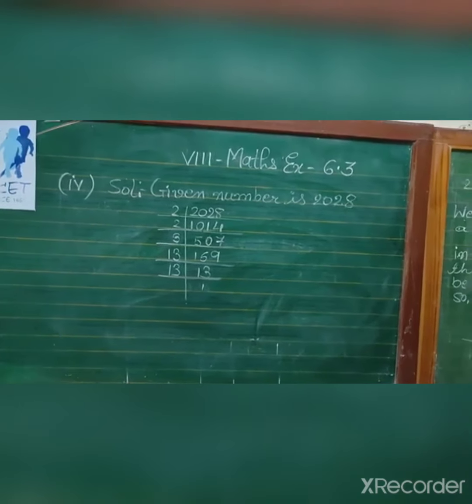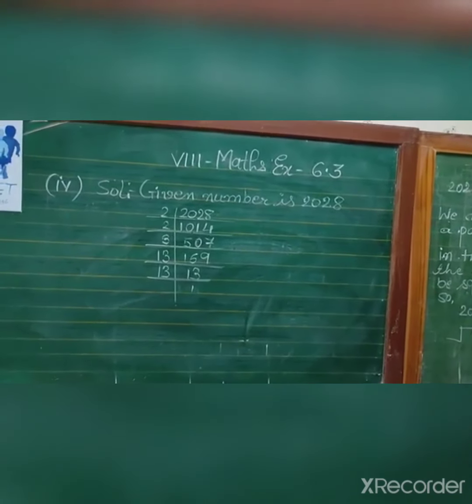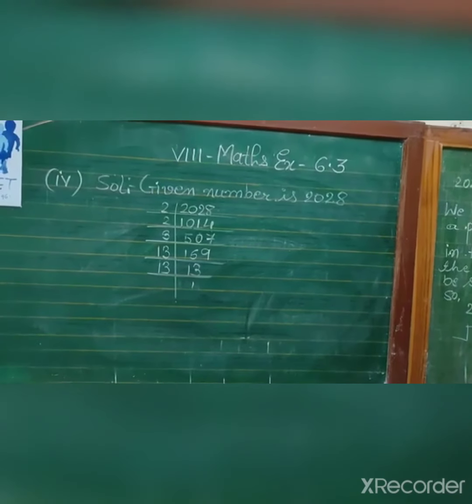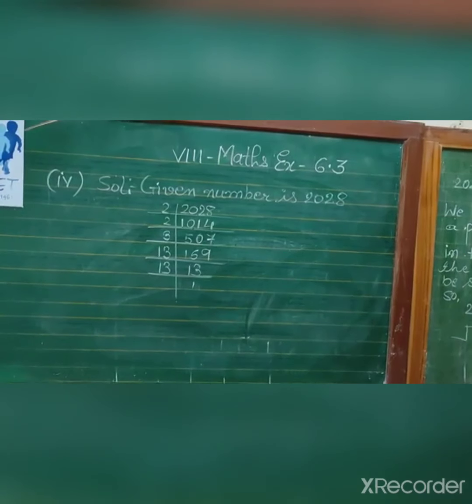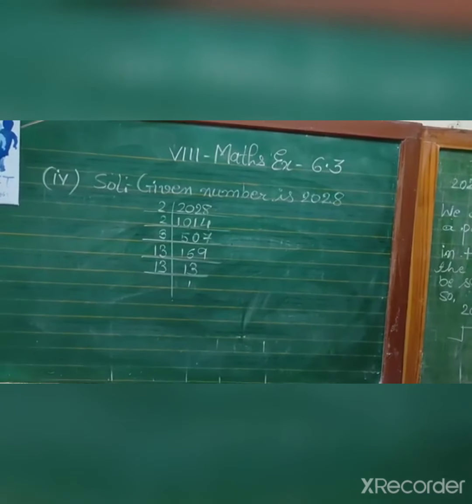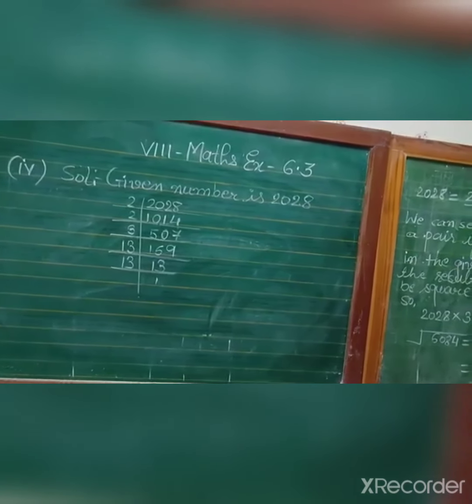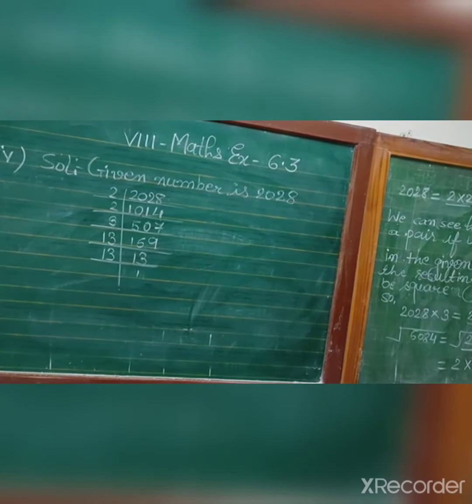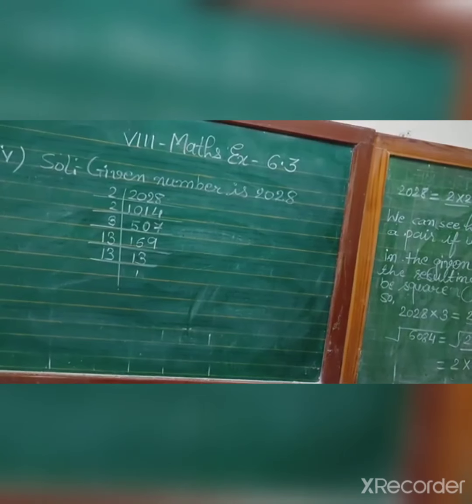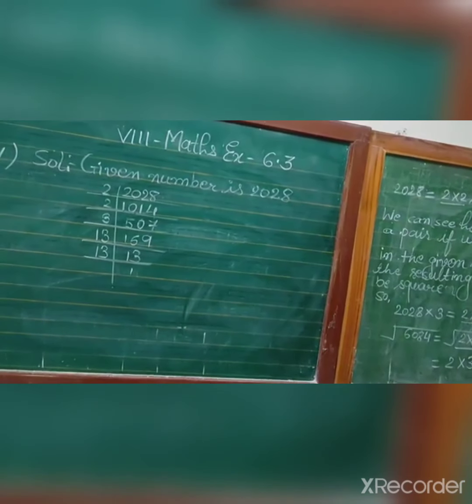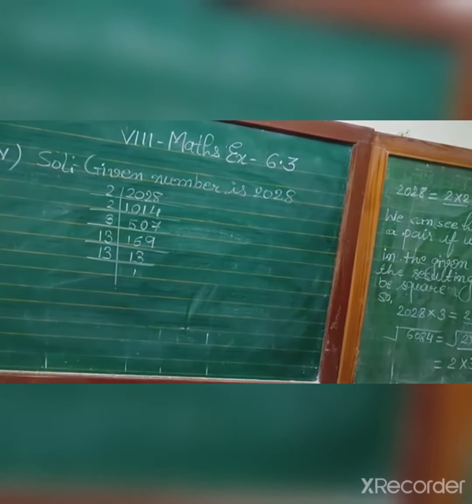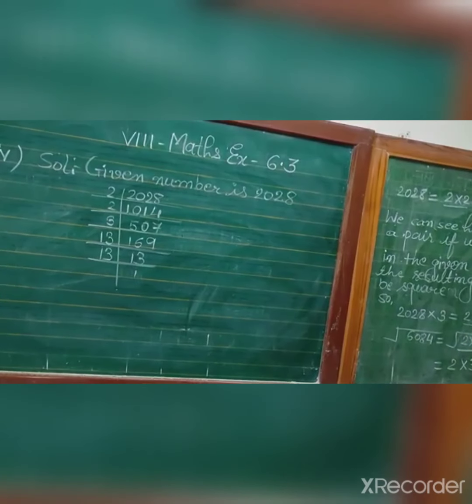Now in the fourth question, you can solve all the questions by yourselves. If you have any query, you can ask me. Now next is the fifth question, and the fifth question says: for each of the following numbers, find the smallest whole number by which it should be multiplied so as to get a perfect square number. Also find the square root of the square number so obtained. And we are solving its fourth sub-question.